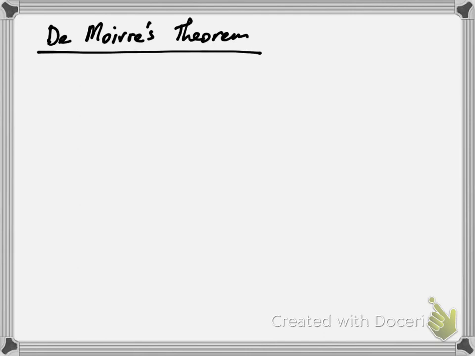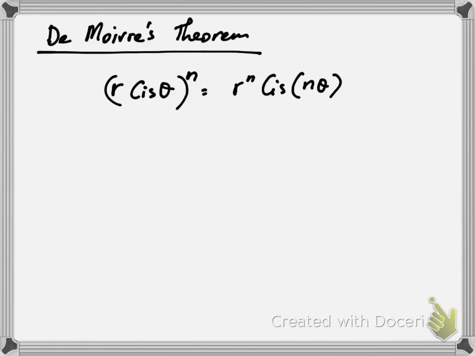So what de Moivre's theorem says is pretty much r cis theta to the power n, where n is a rational number, is equal to r to the power n cis n theta, where n is rational. So that's pretty much what de Moivre's theorem is.